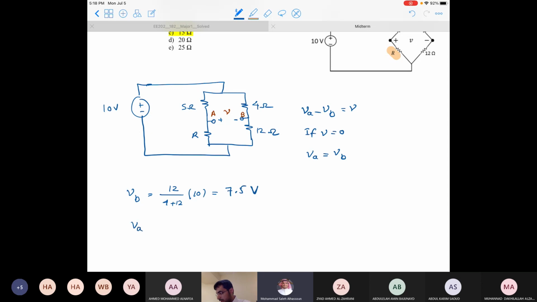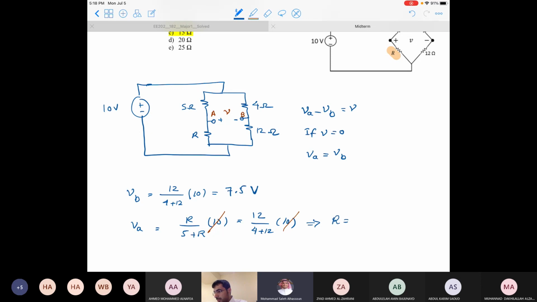So what is VA? VA is simply R divided by 5 plus R, multiplied by 10. That's the reason I did not calculate the final value. Because I have 10, so this will cancel. So what I will get is R divided by 5 plus R equals 12 divided by 16.